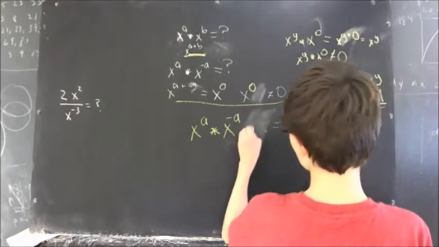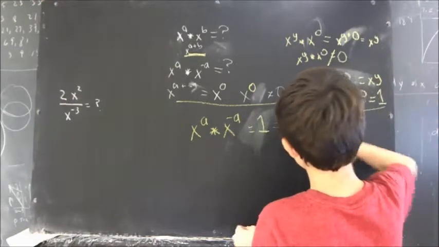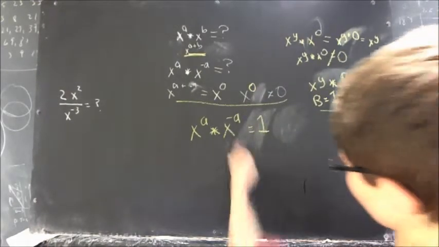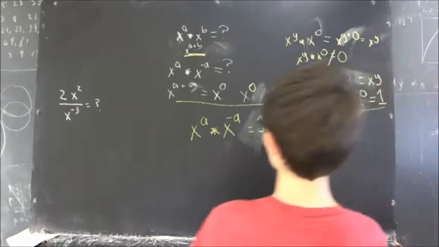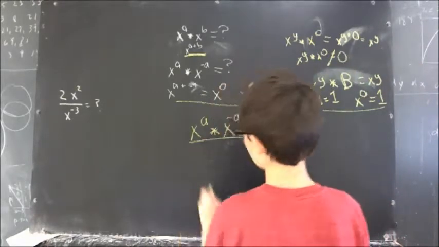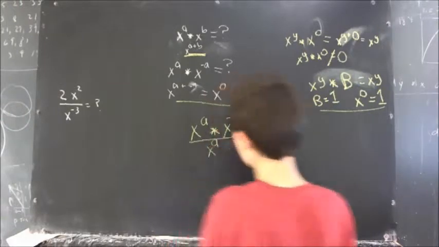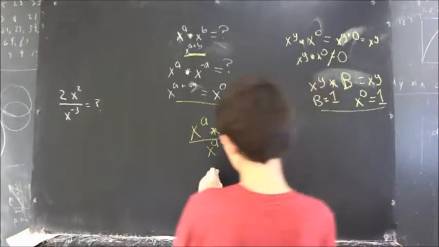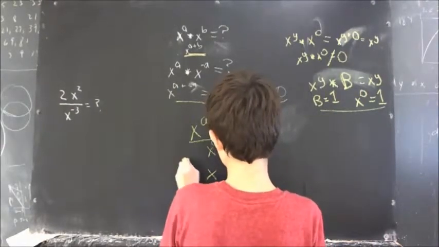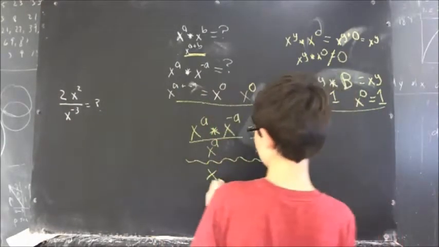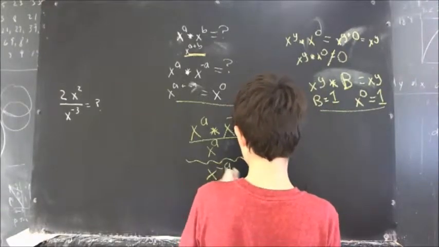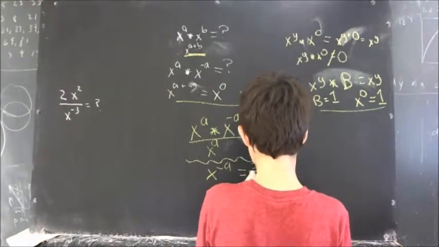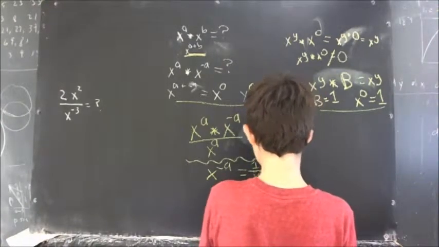Now, let's say you wanted to find what this x to the negative a was. So you put it in that it equals, let's just do this real quick, equals 1, because we know it equals 1. And we're just going to solve. So let's divide this side by x to the a, this side by x to the a. And we get x to the negative a equals 1 over x to the a.